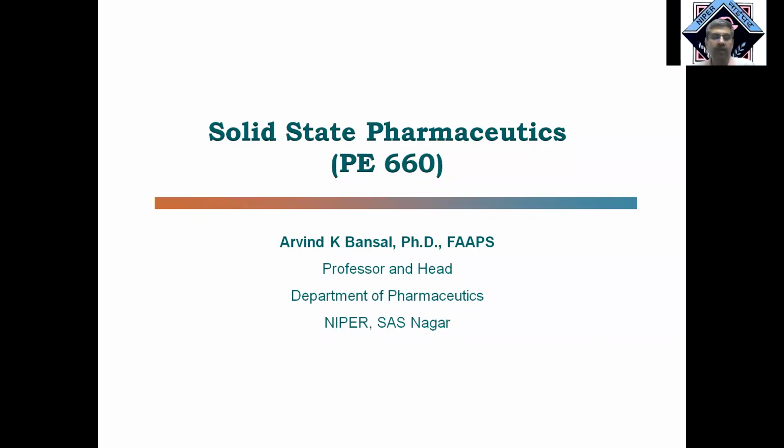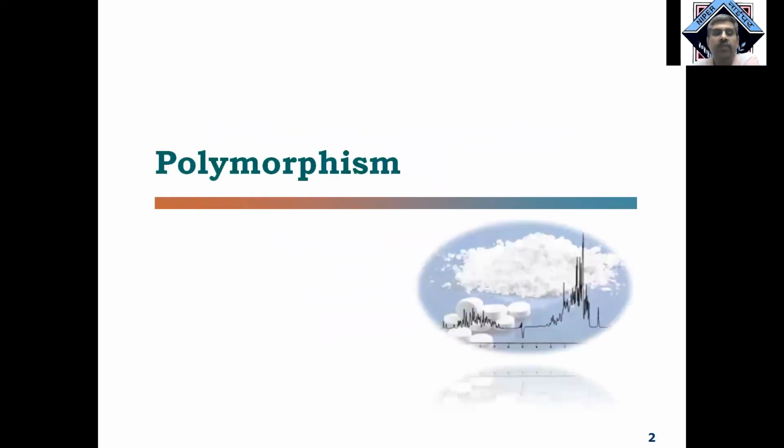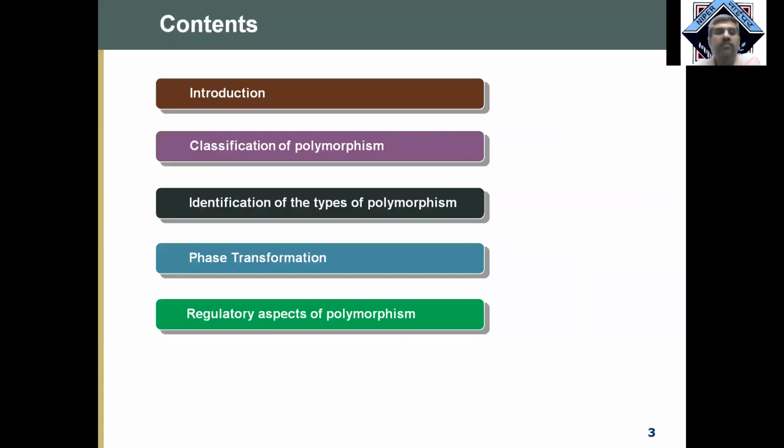Today we are going to take up a new topic in the class of solid state pharmaceutics, polymorphism. We will learn an introduction about polymorphism, classification of polymorphism, identification of the types of polymorphism, the phenomena of phase transformation. The regulatory aspects of polymorphism will be covered in a separate class.